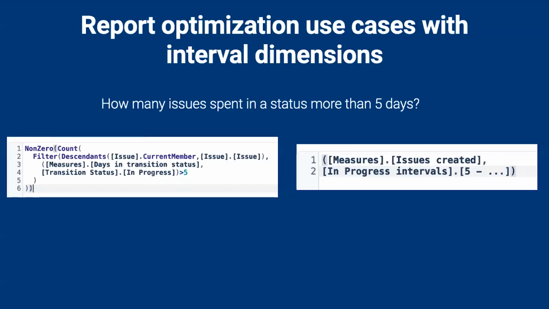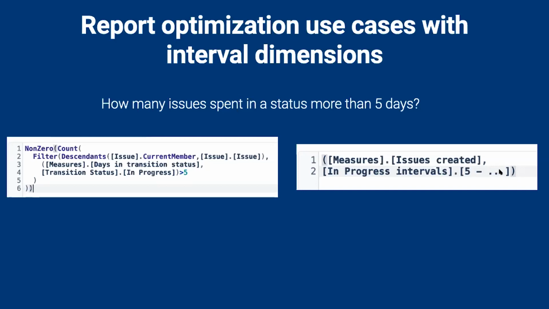For instance, if I wish to find the issues exceeding some number of days in a specific status, here is again my formula using descendants and filter and count. So just to check the count of issues exceeding days in transition status, in the progress status more than 5 days. It would be much more efficient if I could rewrite it as a tuple where I can take issues and find those issues if I had a dimension with 5 or more days in the status.